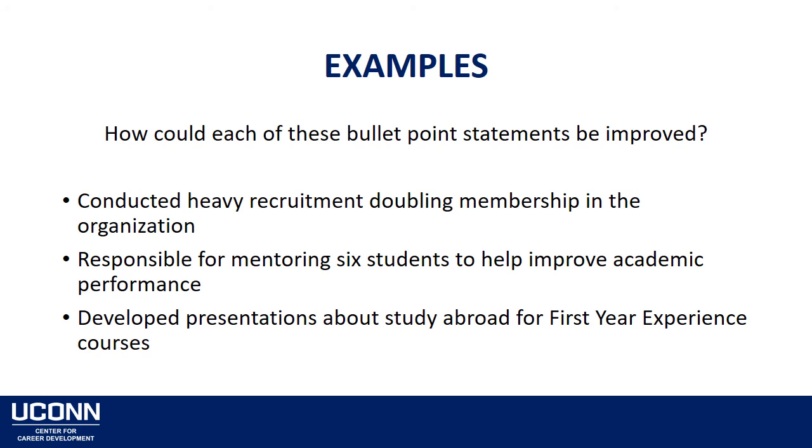The last example says, develop presentations about study abroad for first-year experience courses. How many presentations? How long were the presentations? What was the format of these presentations? Study abroad is a big topic. What specifically about study abroad did the presentations cover? How many classes or people will the presentation reach? You can see that initially these bullet point statements look good, but they could be better by including more detail. Think about this when you are writing your own bullet point statements.